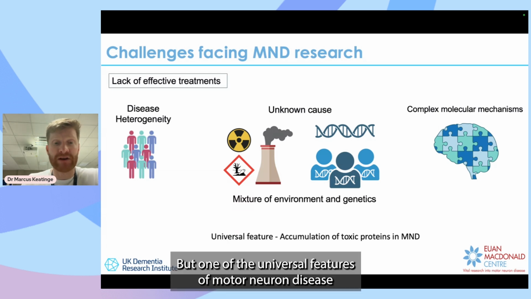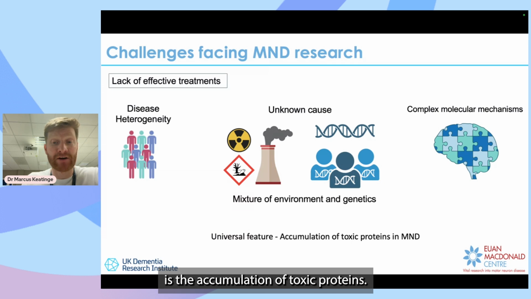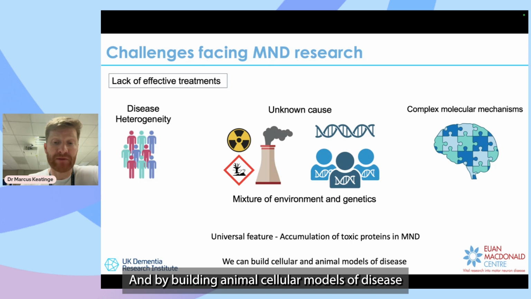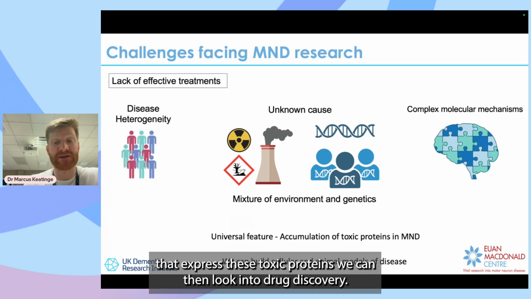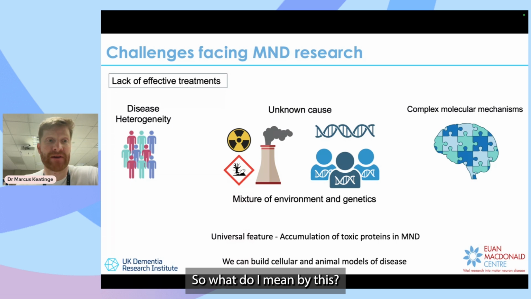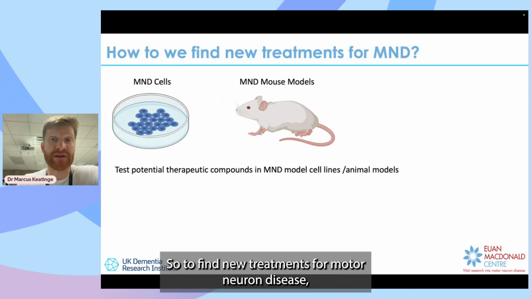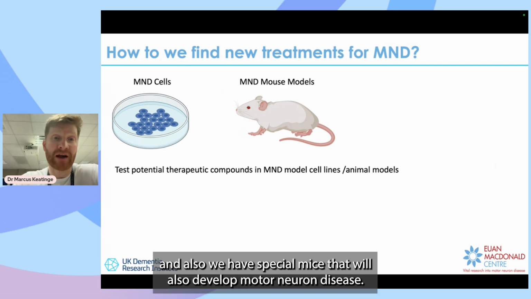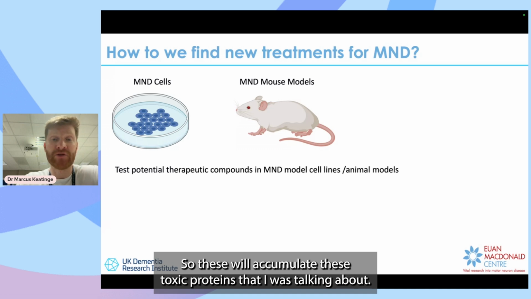But one of the universal features of motor neuron disease is the accumulation of toxic proteins. And by building animal and cellular models of disease that express these toxic proteins, we can then look into drug discovery. So what do I mean by this? To find new treatments for motor neuron disease, we have special cell lines that develop motor neuron disease, and also we have special mice that will also develop motor neuron disease. So these will accumulate these toxic proteins that I was talking about.